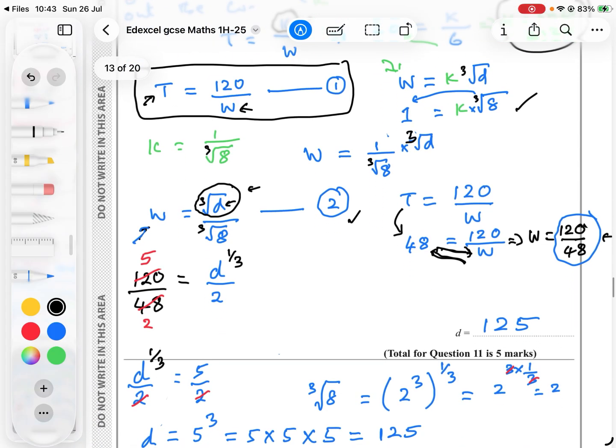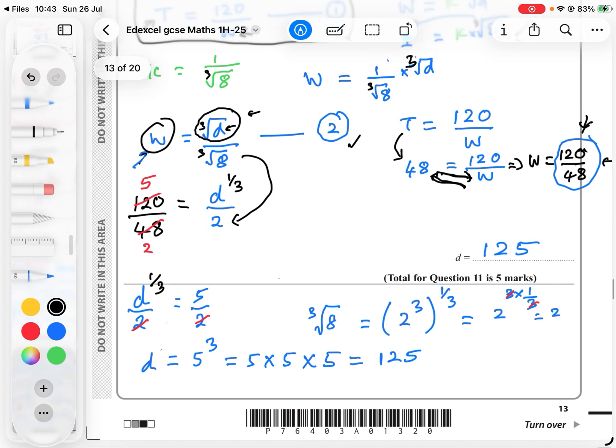Now back to the equation, we need to find D. So for W, we work out this one, we can substitute here. So 120 over 48 equals cube root D, meaning D to the power 1 over 3. Cube root 8 is 2. How? I will explain here. Cube root 8 means 8 is 2 to the power 3, 2 times 2 times 2 is 8.